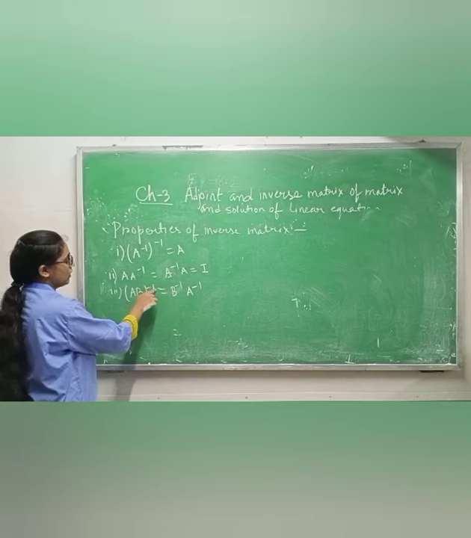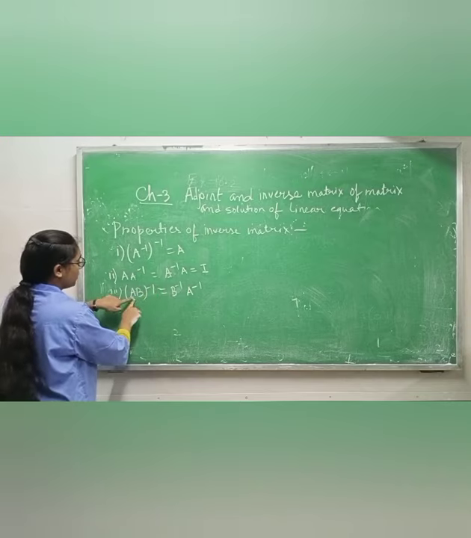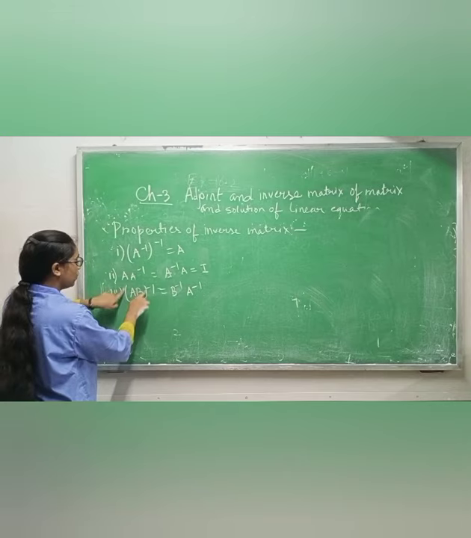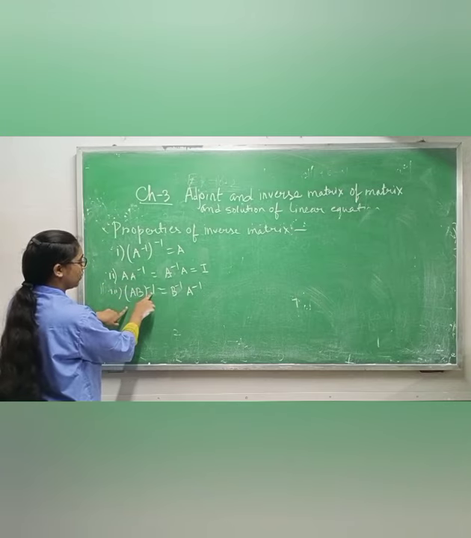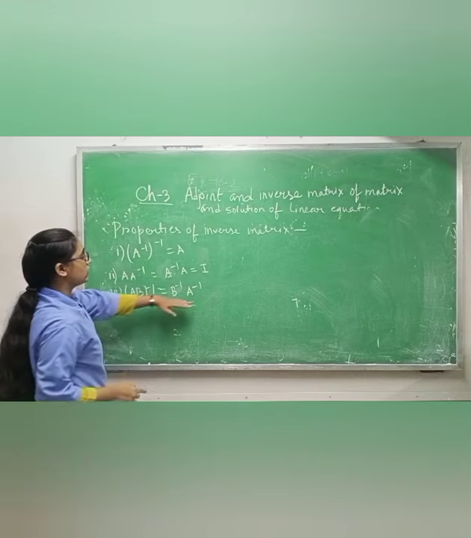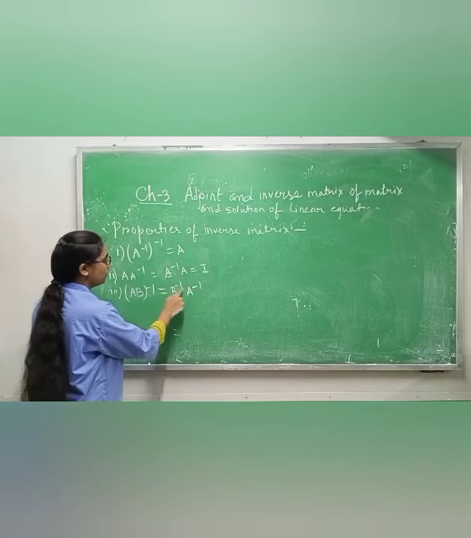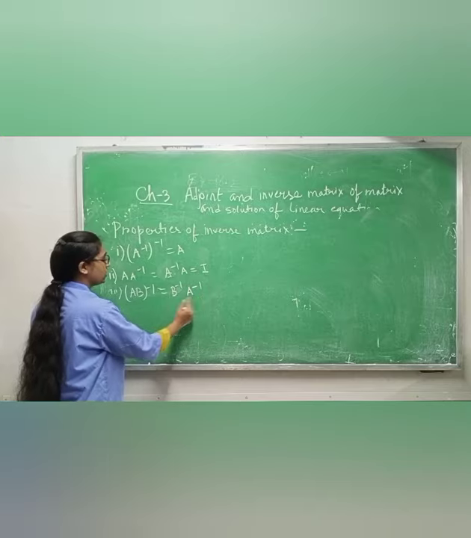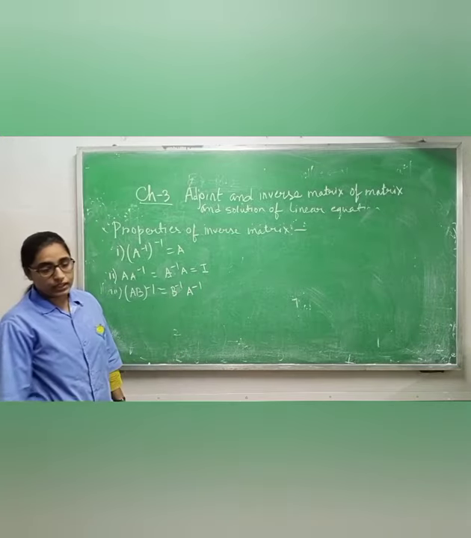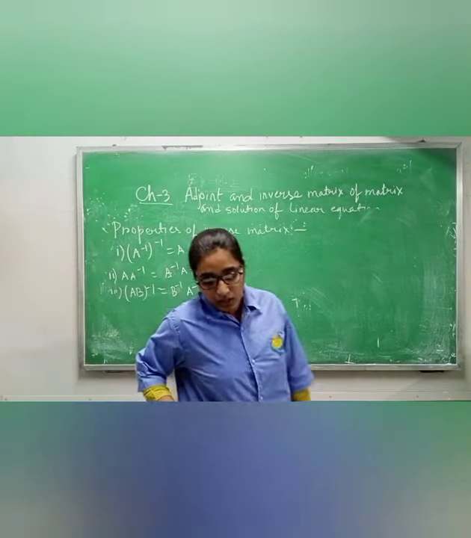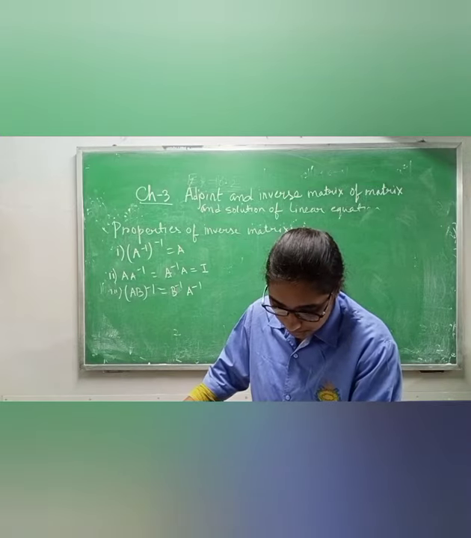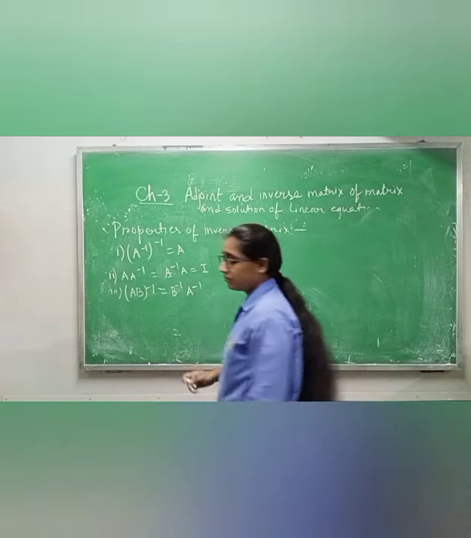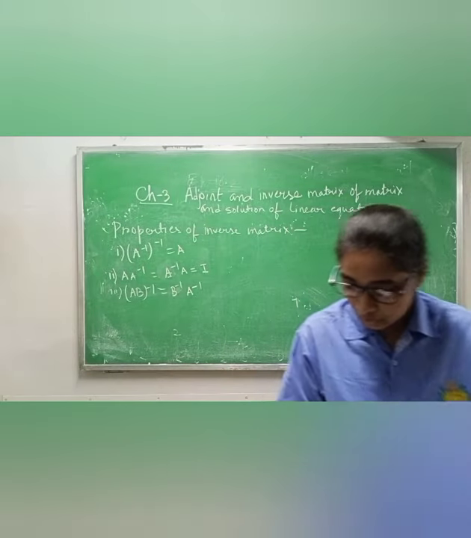AB whole inverse means A is one matrix, B is one matrix, you multiply A and B, and after that you take the inverse. Whatever you get will be the same as B inverse and A inverse. Means first you find B inverse, then A inverse, then multiply, and you will get the same thing. Now the very short answer questions, question number 14. You can see question number 14.